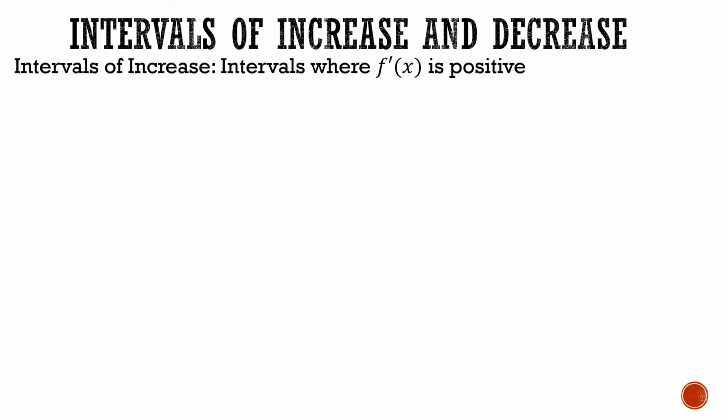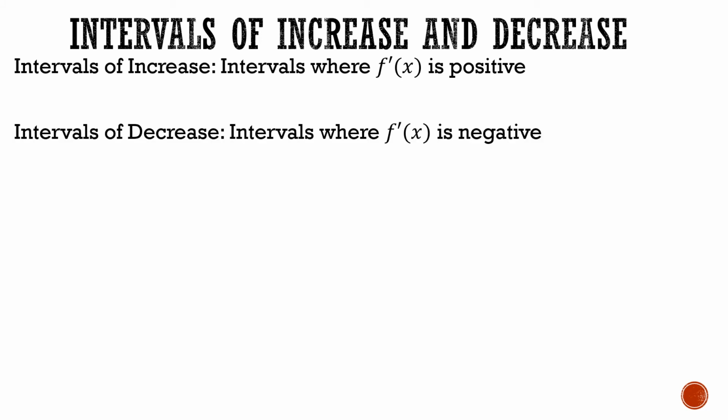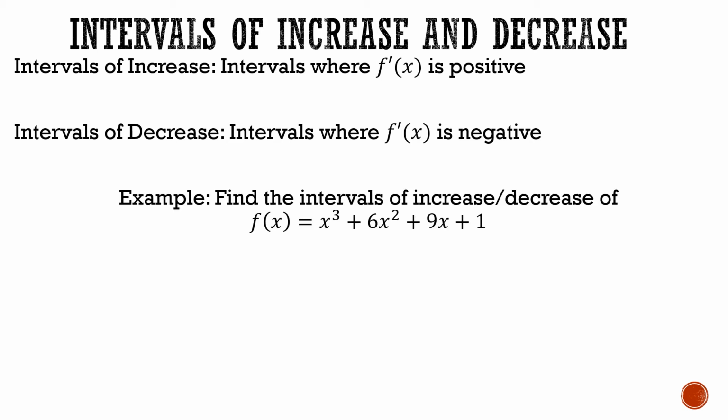Next, we want to find our intervals of increase or decrease. So your intervals of increase are intervals where your derivative is positive, whereas your intervals of decrease are the intervals where your derivative is negative. So using that same example that we just used in the first slide, we want to find the intervals of increase or decrease of the same function. So basically what I'm going to do is take my critical numbers, put them on the number line, and plug numbers to the left and to the right of my critical numbers into my derivative. That's the catch. I'm plugging into my derivative.